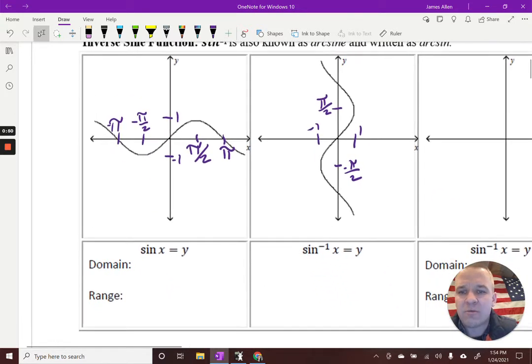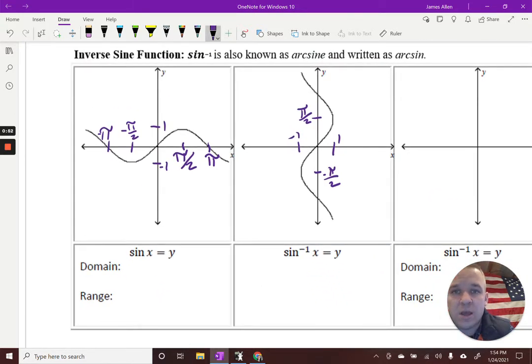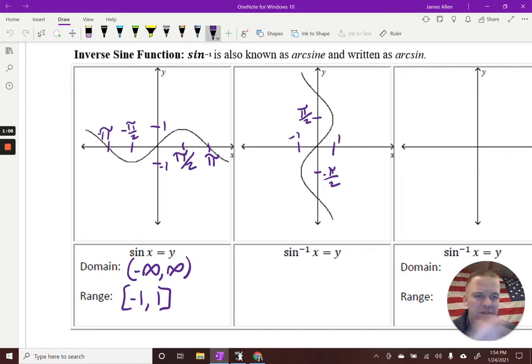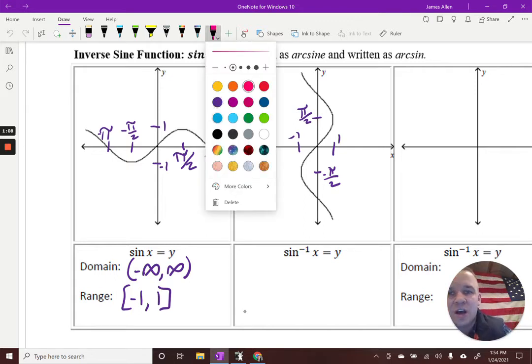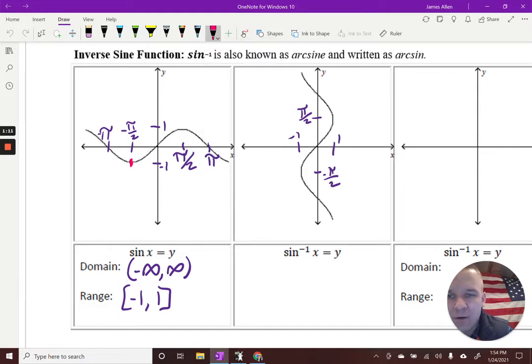But let's talk about the domain and range of our sine function. My domain is from negative infinity to infinity. My range is from -1 to 1. Well, how can I make this pass the horizontal line test? I can take a section of it. I'm going to go from -π/2 to +π/2. In this section, it passes my horizontal line test, meaning it only intersects once. If I were to go past it or in the other direction, I wouldn't pass the horizontal line test. So that's where I'm going to restrict it.